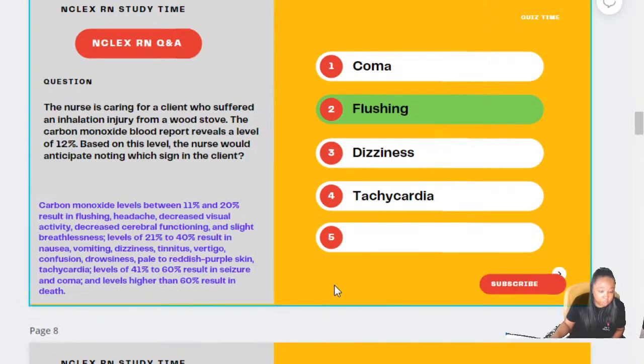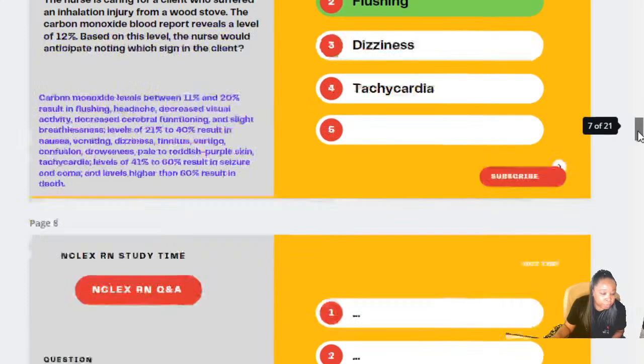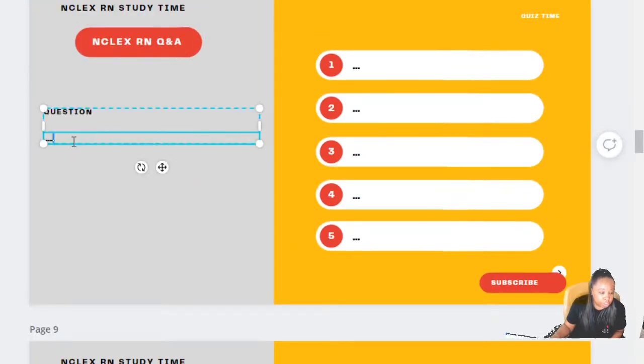So the answer is flushing. Because imagine if someone is forcing to breathe, the patient might not go into a coma, right? The patient might get dizzy, but the thing is, flushing is when anybody is trying to breathe very hard and becomes tired, of course your face will be like this, you will see flushing. Okay, so let's go to the next question.